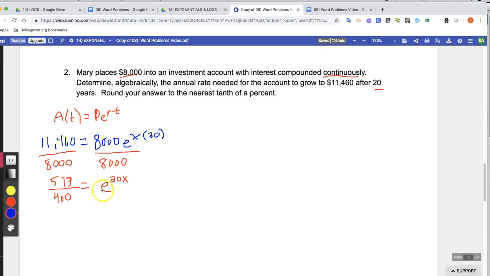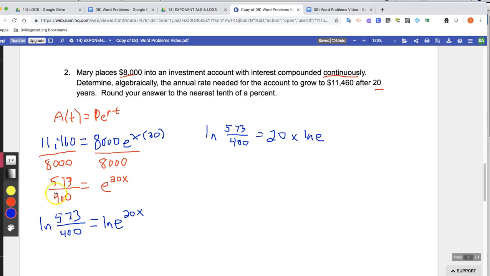Now, once again, since our base and exponent are by themselves on the right side, we can take the natural log of both sides. And this allows us, in particular on the right-hand side there, to bring that exponent of 20x down in front of our natural log. And to solve for the x, we can divide both sides by the 20 natural log of e.